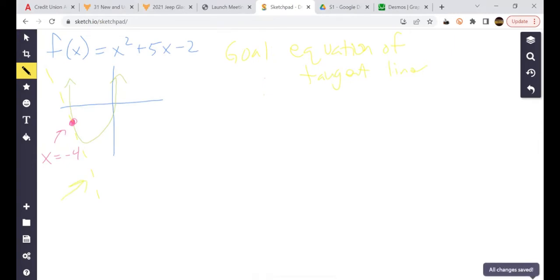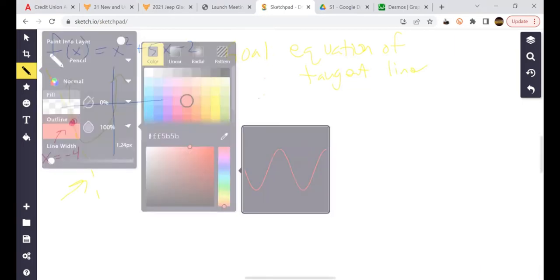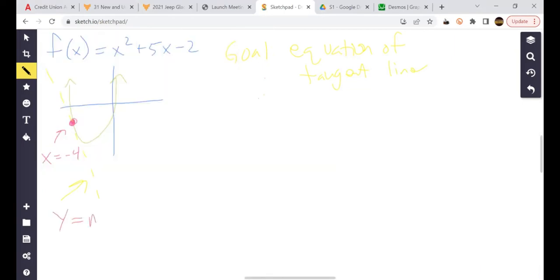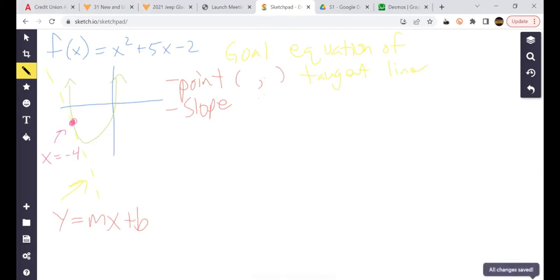It is a line, and the equation of a line is going to be the good old y equals mx plus b. Now, in order to do this, you need two things. One, you need a point, and two, you need a slope. That is what you need. 1 point and 1 slope. Let's take care of the point first. We are in luck. We know that a point has coordinates, and they have given us the x coordinate, -4.